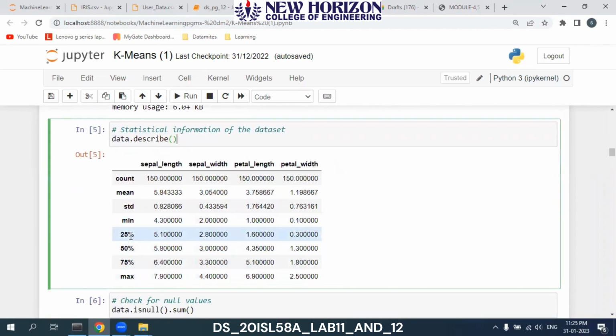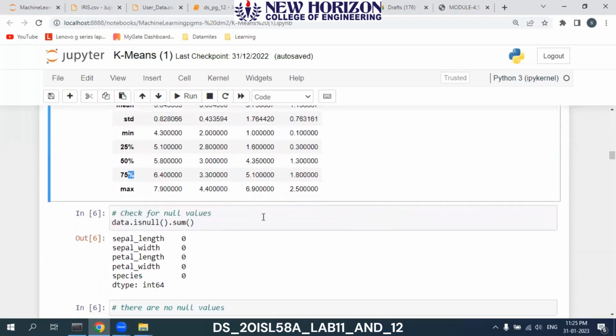25 percentile, that is 25 percentile of the data, 50 percentile, 75 percentile, maximum value, and so on, count and so on. So this all comes under the pre-processing of the data. I am just retrieving the data.